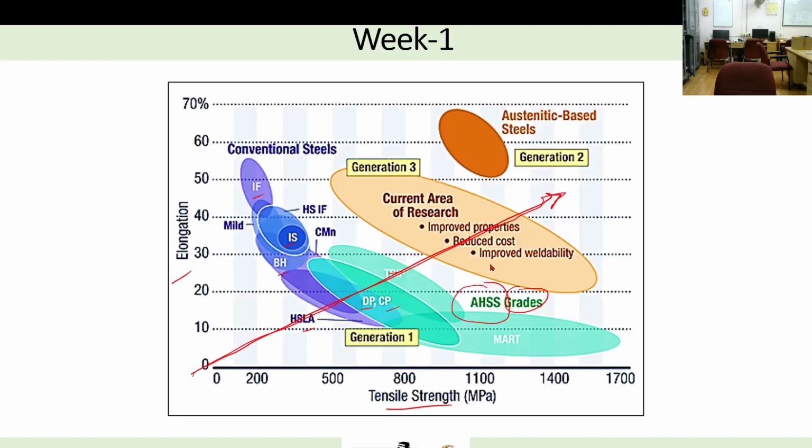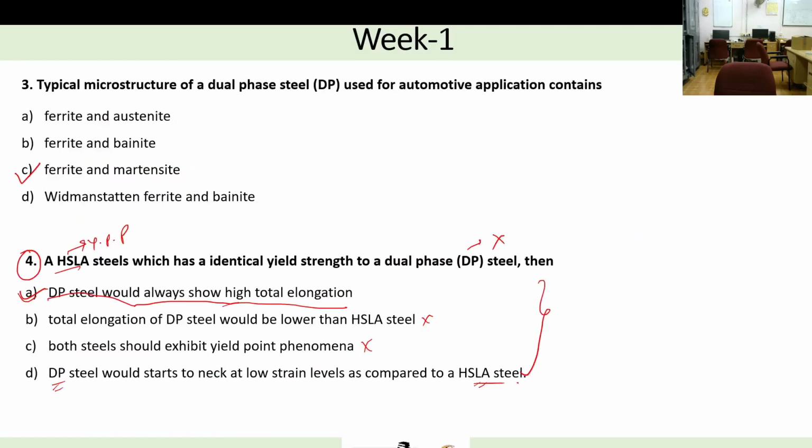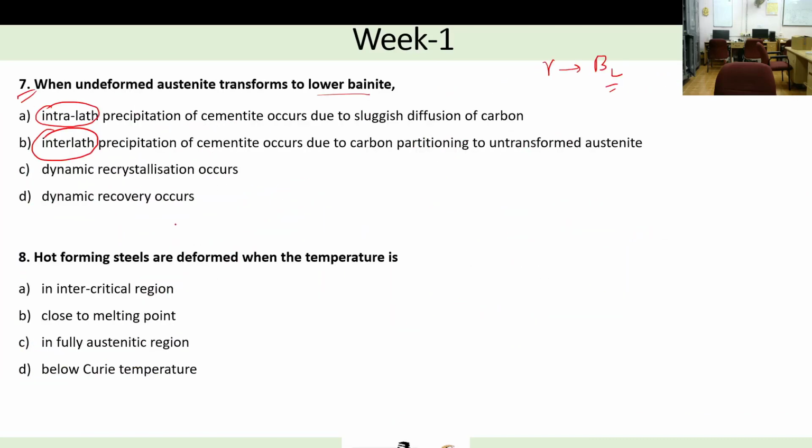So now you can read the question. When undeformed austenite transforms to lower bainite, intralath precipitation of cementite occurs due to sluggish diffusion of carbon. Why sluggish? Because the cooling rate is very fast. You are not allowing them to get diffused. So the right answer is option A. Good.